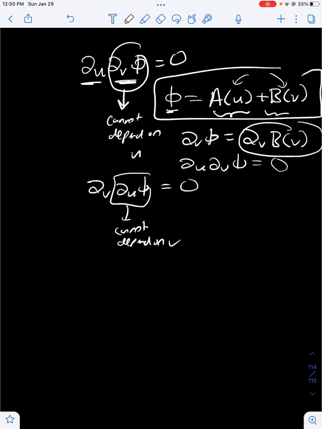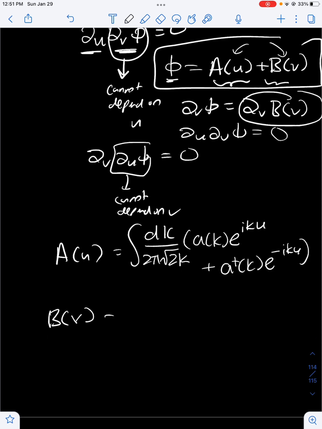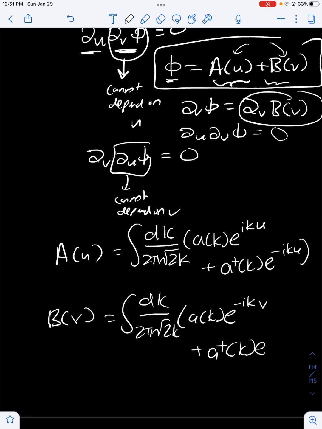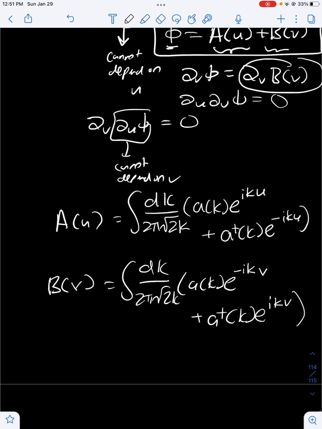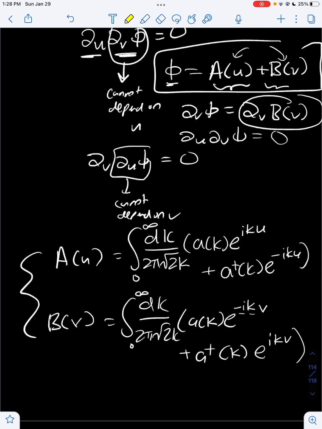our equation. But to make it convenient for us, we can take a of u and b of v to be exponentials. So a of u can be the integral over the momenta, and then for b of v, it's the same thing, but now it's going to be e to the minus i k v plus a conjugate k e to the i k v. So we are going to define the two functions like that. And actually for b of v, we're going to let the momenta actually be negative, or really it's still positive. I'll explain in a bit. So here we're going to have negative k, and the momenta, or the energy, will run from 0 to infinity.